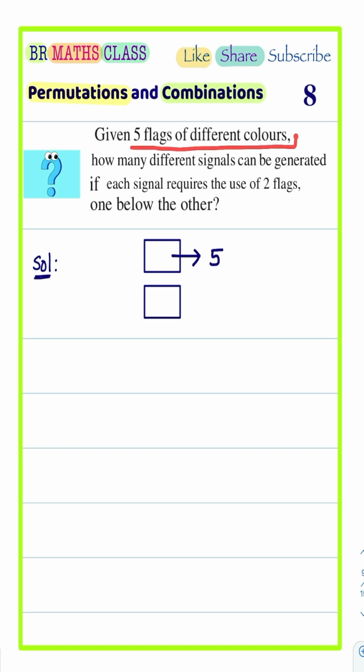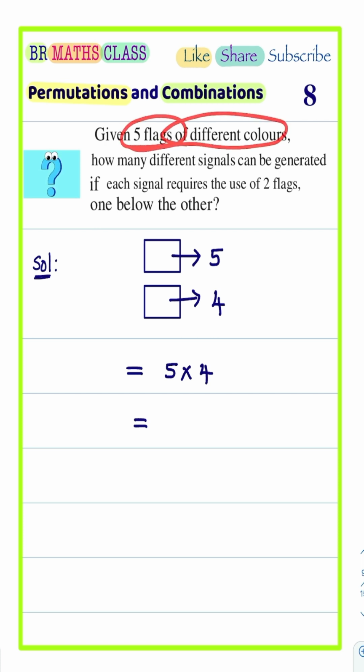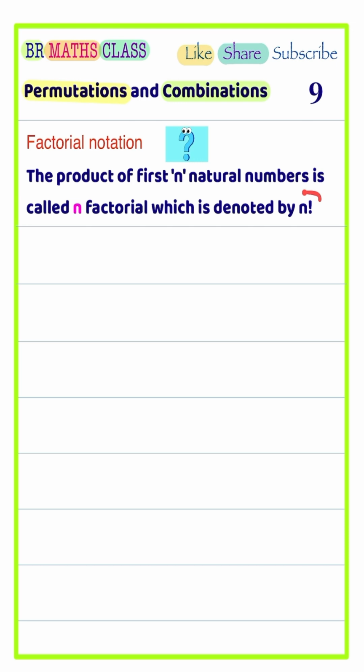Whatever the flags they gave, they are of different color. What flag you used here, the same flag we cannot use here because the flags are of different color. So this box can be filled in how many ways? Now 4 flags are remaining. So this box can be filled in 4 ways. Therefore, by the fundamental principle of multiplication, the total number of signals that we can generate from 5 flags of different color, each signal requiring 2 flags, is 5 into 4. 5 4s are 20.